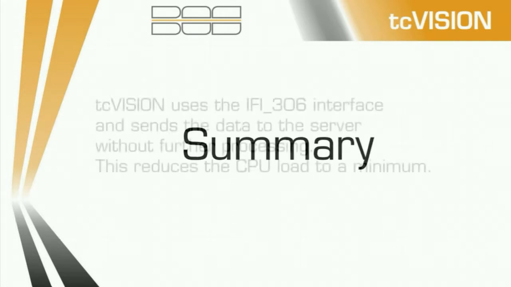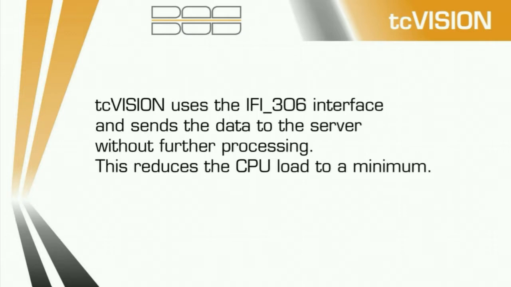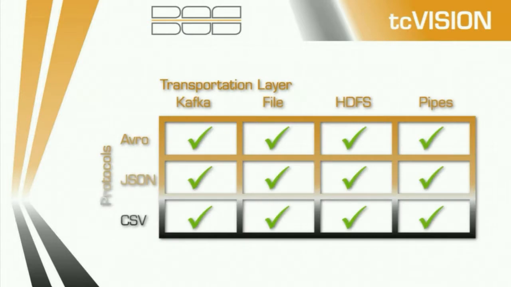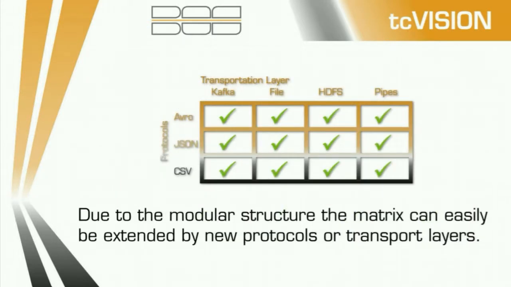What did we see today? We saw that tcVISION can efficiently use the IFI 306 interface and that it sends the data to the server without further processing, so the CPU load is kept at a minimum. Different transport layers and protocols allow flexible adjustment to further processing in the big data environment. New protocols and transport layers can be easily added because of the modular structure.